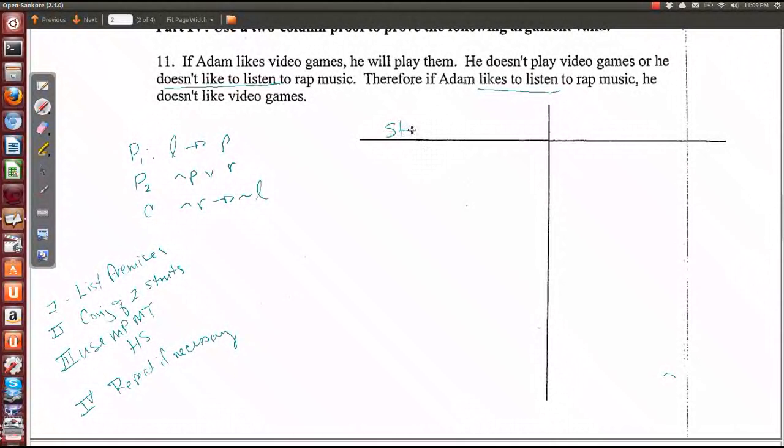Remember that we list our statements in the left column and our reasons in the right column. And we start by listing our premises. So I need to list the two premises that we have. L conditional P and negation P disjunction R. And these are both true because they're premises.